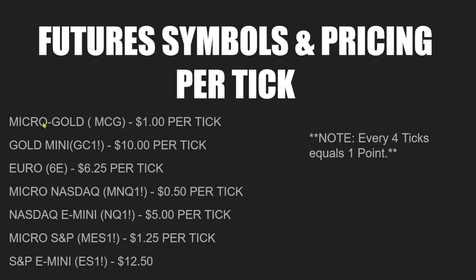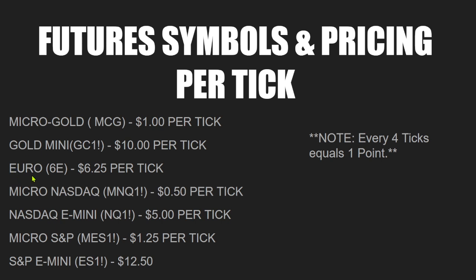Micro is going to be your smaller leveraged or smaller cost contract. Whereas the micro gold contract trades at $1 per tick, the gold mini contract trades at $10 per tick, and the gold mini symbol is GC1!.